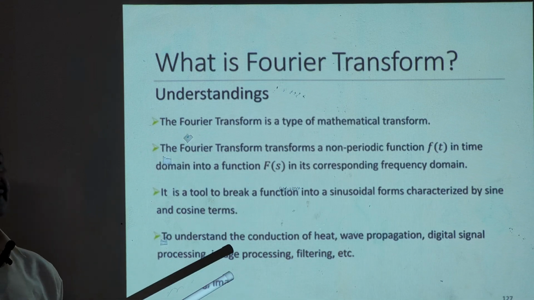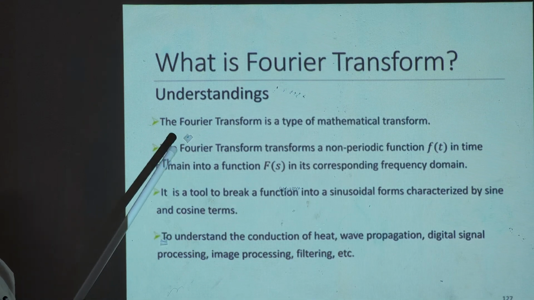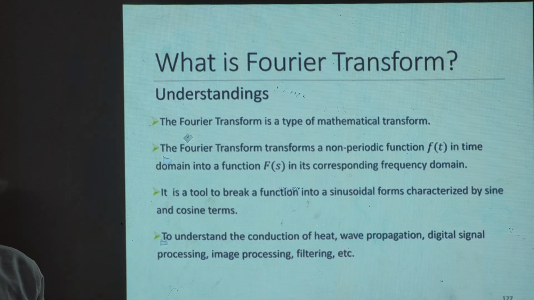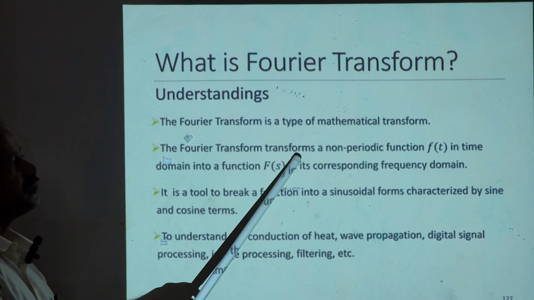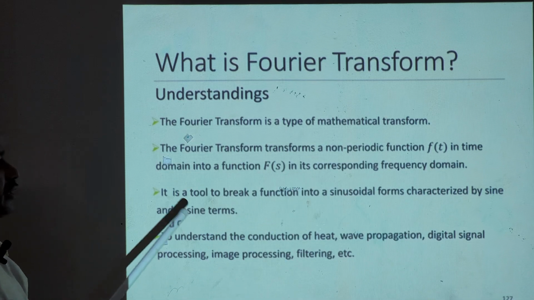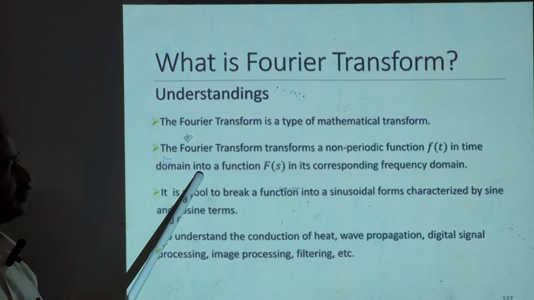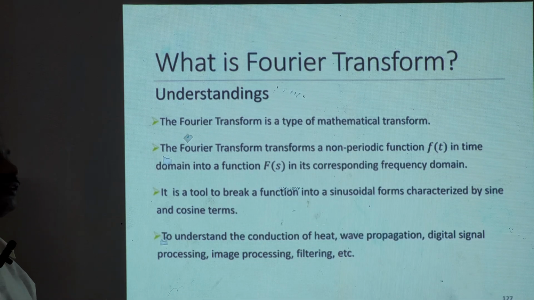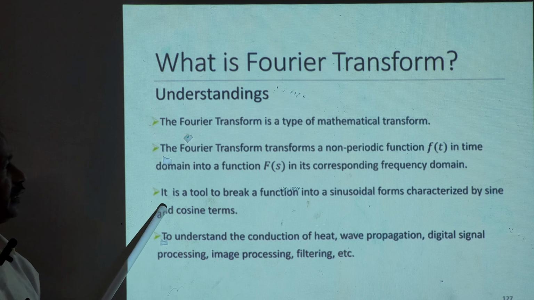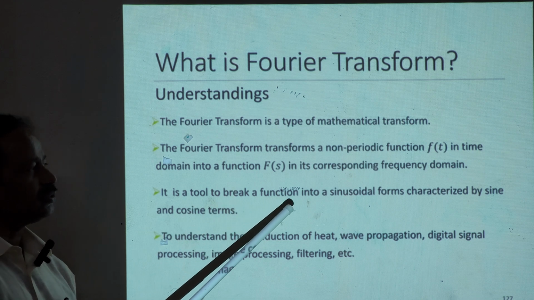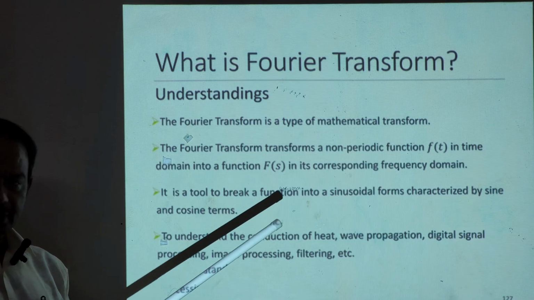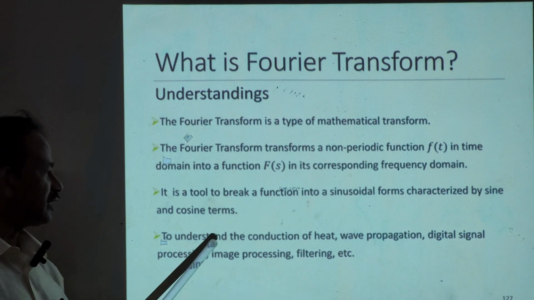So first let us learn about the Fourier transform. The Fourier transform is a type of mathematical transform from one domain to another domain. The Fourier transform transforms a non-periodic function f of t in the time domain into a function in the corresponding frequency domain. So, time domain to frequency domain. It's a tool to break a function into sinusoidal forms characterized by sine and cosine terms. So we are going to break it into sine and cosine terms.